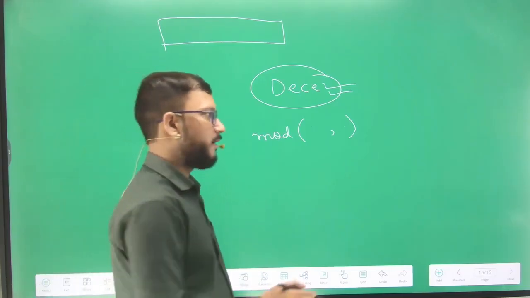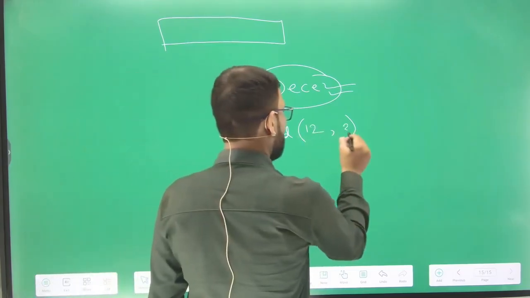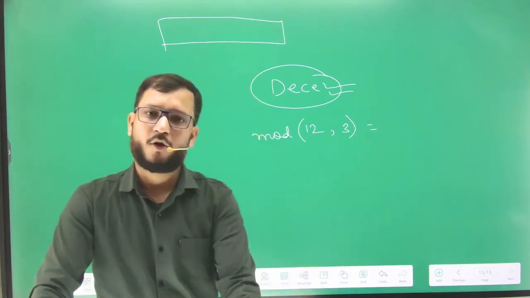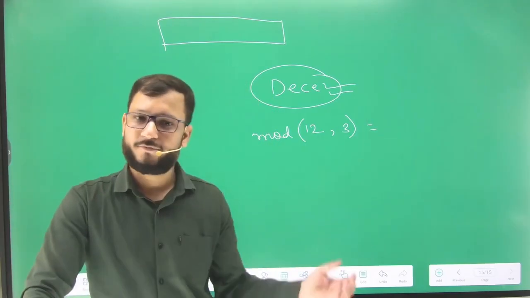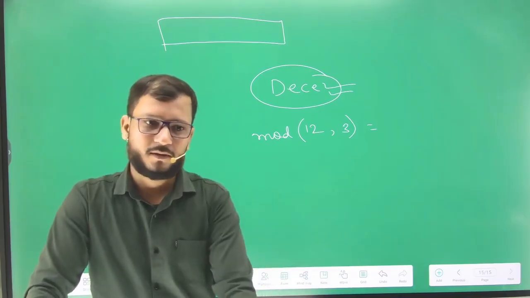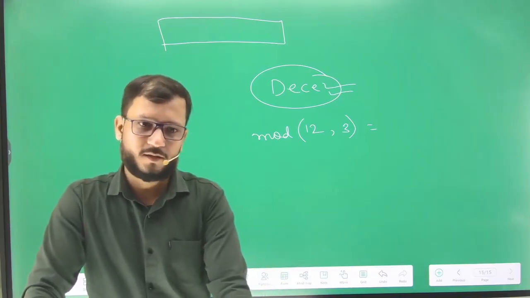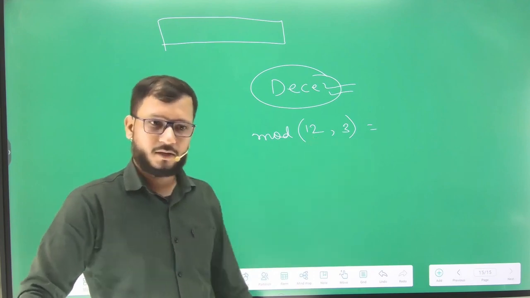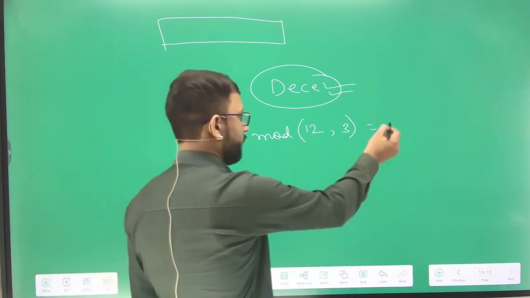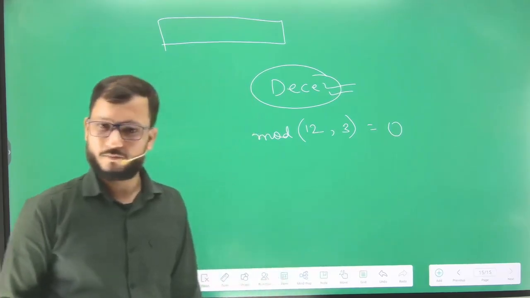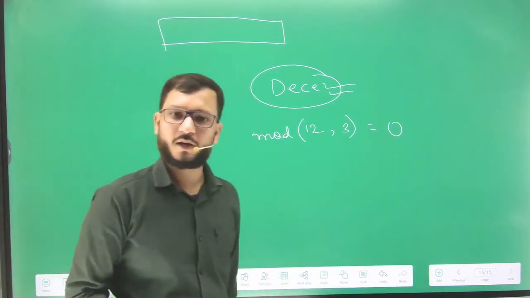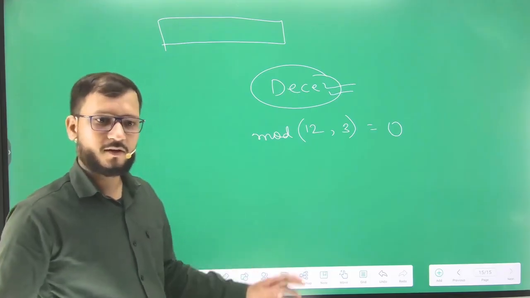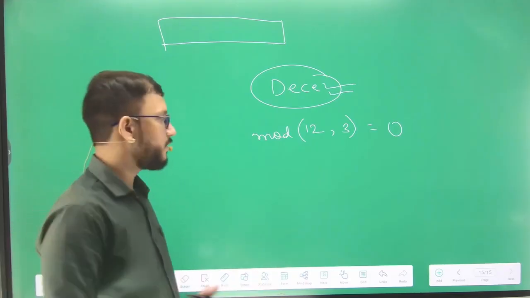If I am writing here 12 and here 3, what is the value of this? Online candidates can also tell me if they know the value of this. This is the programming language. I have written here 12, here 3, then the value of this will be 0. Now you will ask me, sir, why? Because this is giving you the remainder. Got the point?